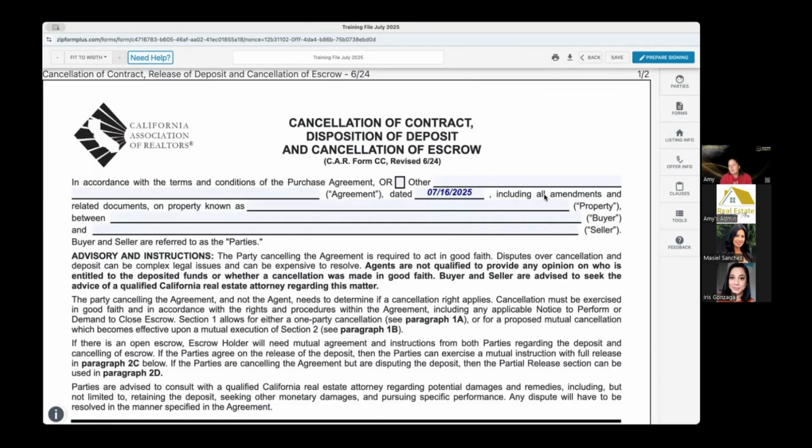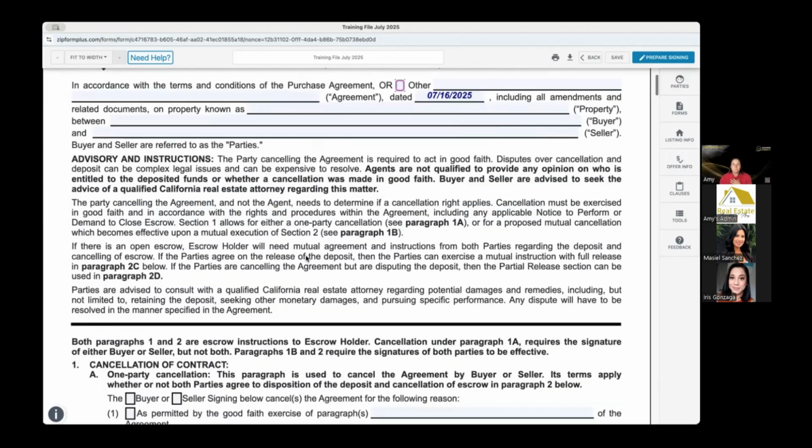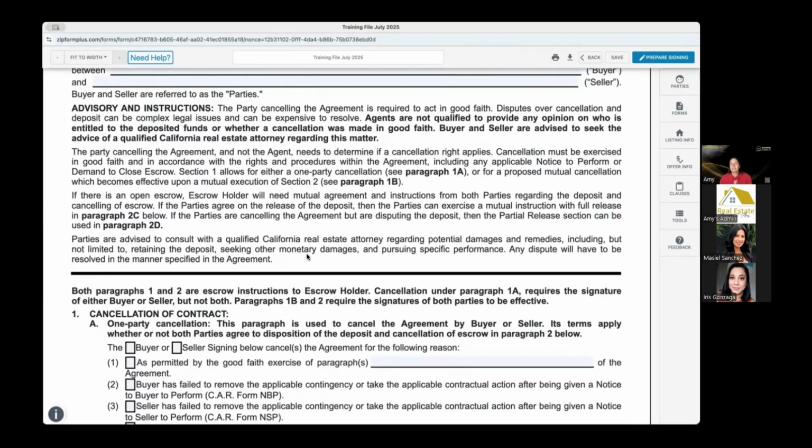But if the buyer wants to cancel the contract within their contingency rights, or they've served that notice to perform, we can use this cancellation of contract, disposition of deposit, and cancellation of escrow. It's a three-part form. In accordance with the terms and conditions of the purchase agreement, you're going to put the date on the upper left-hand corner of the first page of that purchase agreement. It might be in another form here. It's usually related to the purchase agreement. You're going to put in the property address, buyer's names, seller's names. The first section is the advisory and instructions.